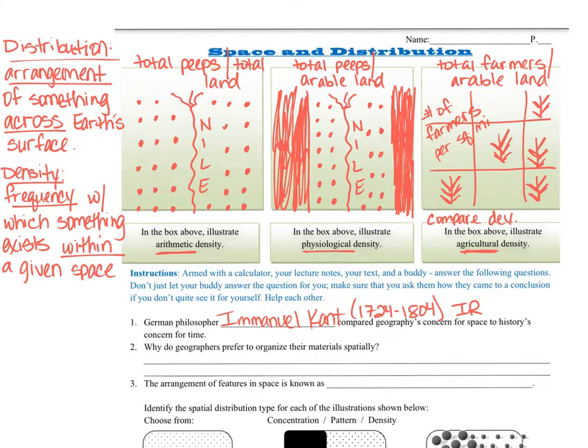Now, here's why he's important. He says, okay, well, historians are always looking at time. That's really important for historians. But geographers, or people that are looking at geography, always consider space. Spatial stuff. So he's the first one to get people to take geography seriously. He says it's as important as history because, at this time, history is the big deal. So he's the first one to say that. So it makes geography important.